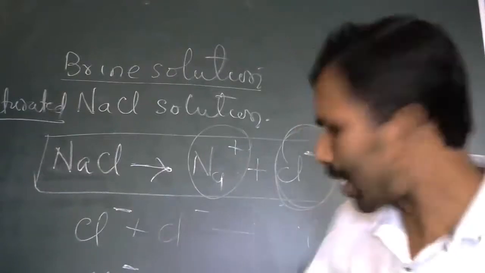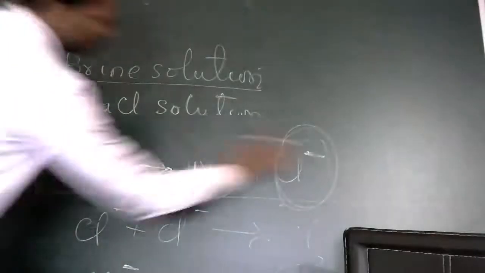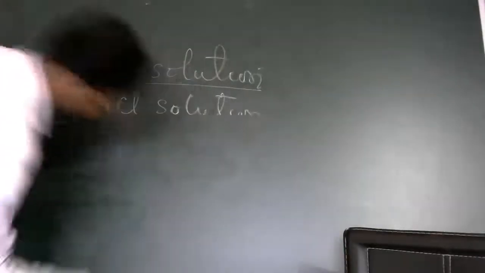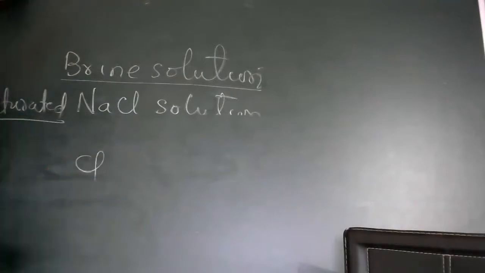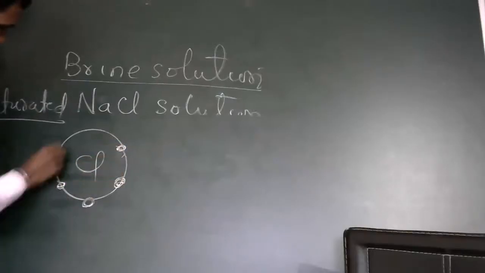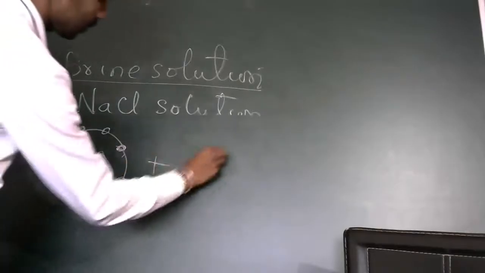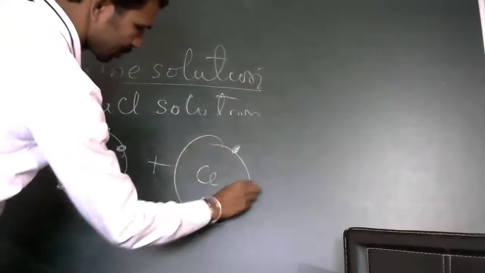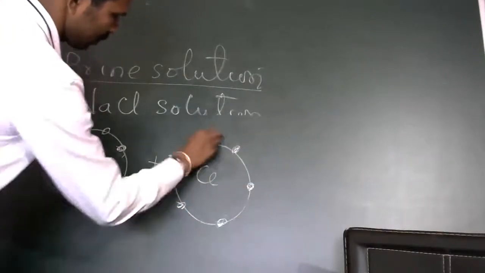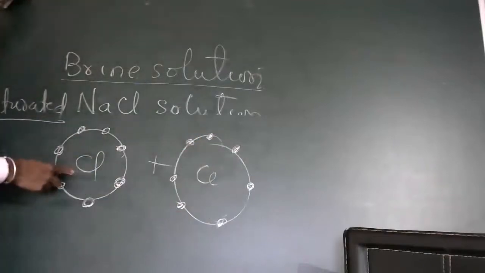Then Cl2 is formed. For your more clarification, see here. Cl has 1 electron. So you will see Cl has how many electrons in the outermost shell? 7 electrons. The other Cl also has 7. See 7 electrons here.